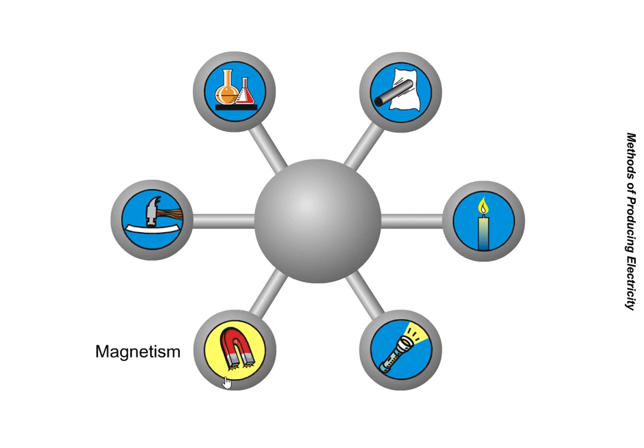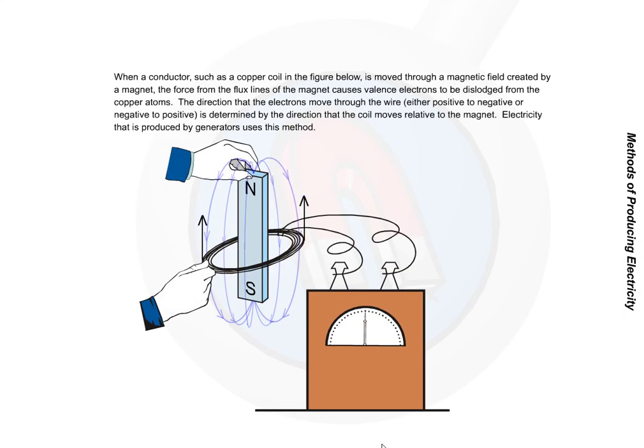Magnetism. When a conductor, such as a copper coil, is moved through a magnetic field created by a magnet, the force from the flux lines of the magnet cause valence electrons to be dislodged from the copper atoms. The direction that the electrons move through the wire is determined by the direction that the coil moves relative to the magnet. Electricity that is produced by generators uses this method.